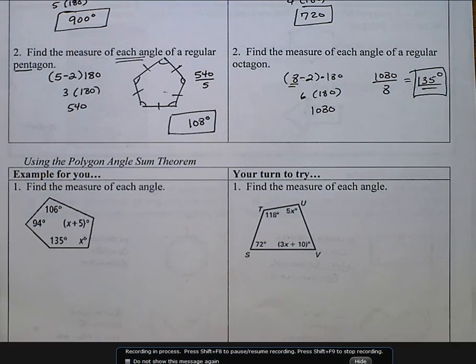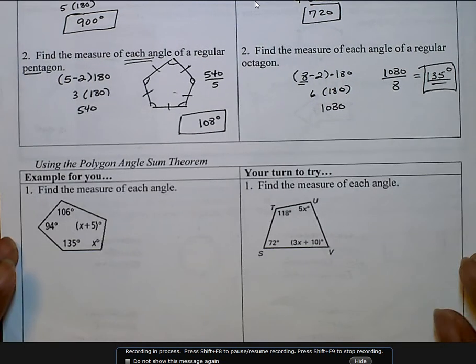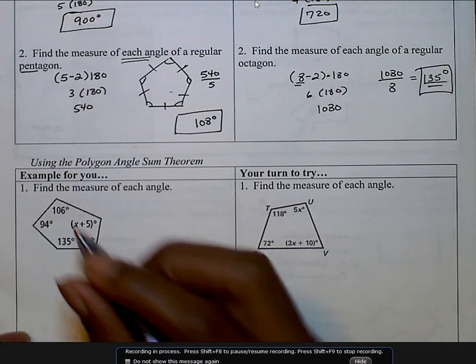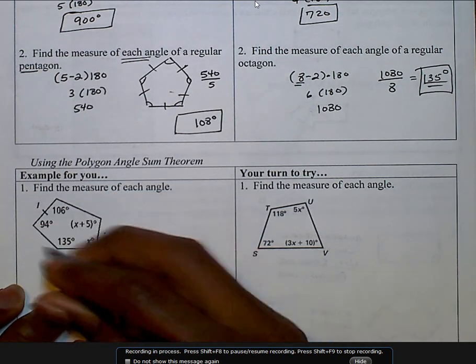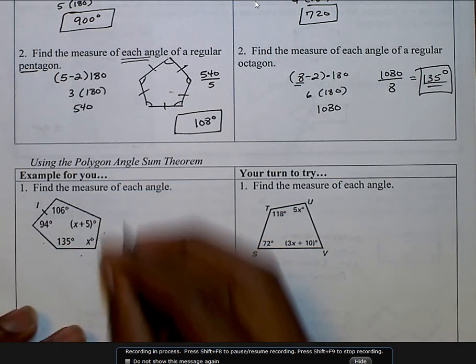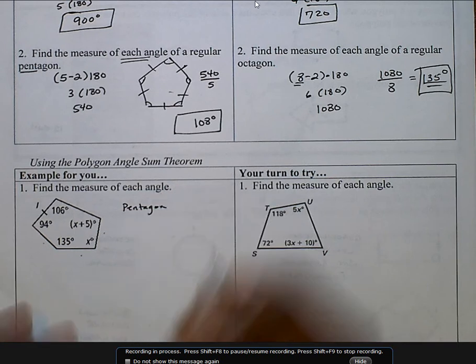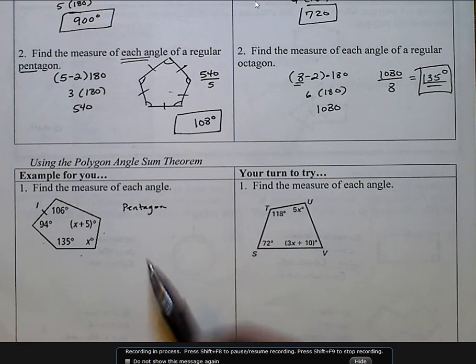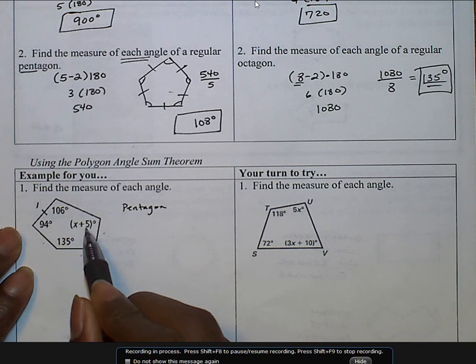We've got this, I don't know what it is. I'm going to count the sides so I can know what to work with. 1, 2, 3, 4, 5. 5-sided figure. So we got a pentagon. I'm just going to write it down so I know. Okay, we got a pentagon and we want to find the measure of each angle. Notice what they did for us. They told us the angles 1, 2, 3, and they said this one's x plus 5 and this is x.